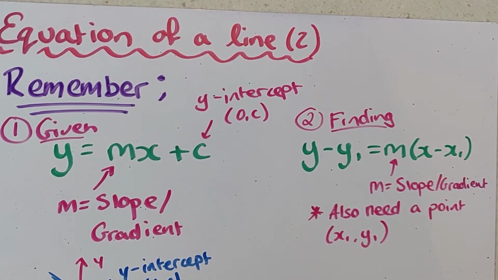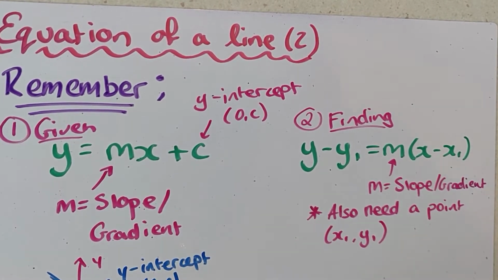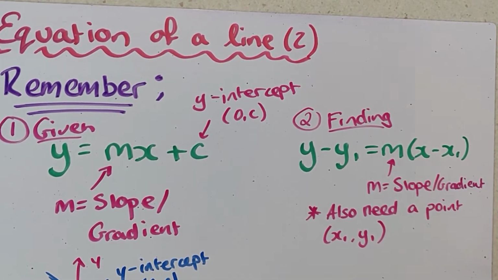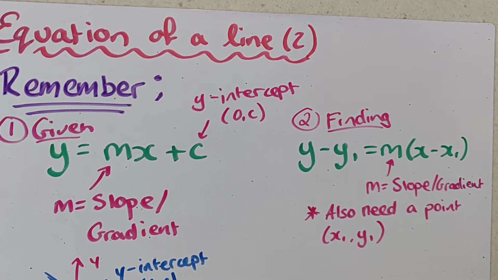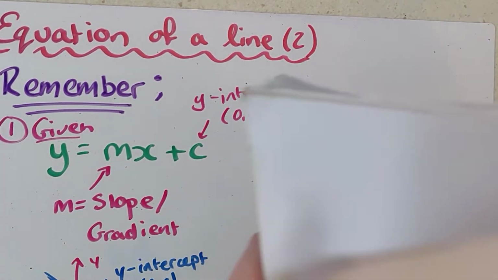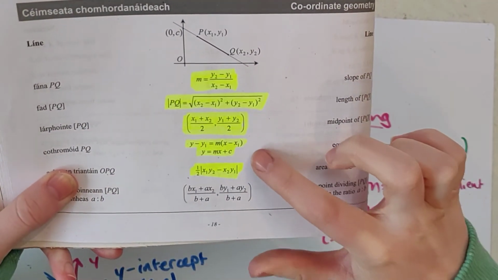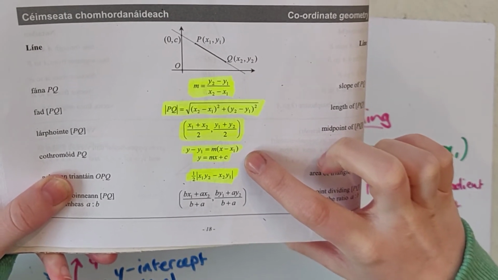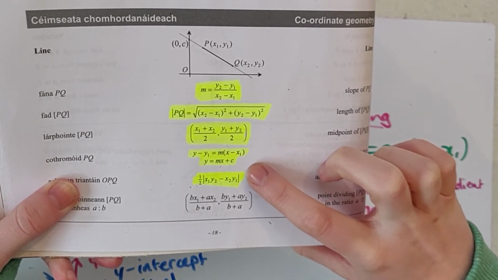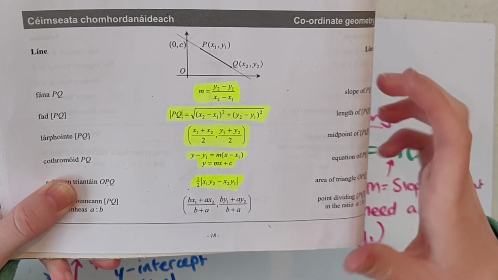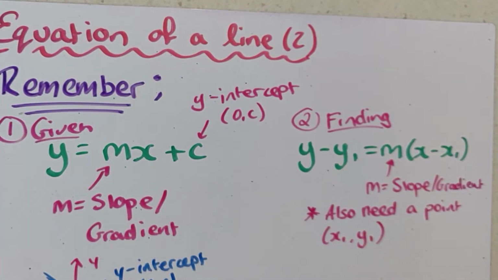Now, just to go over some of the key points from tutorial 1, we have two formulae when it comes to calculating the equation of a line, which you can see here on page 18 in our log tables. We have y minus y1 equals m by x minus x1, and we have y is equal to mx plus c. Now, when using the equation of the line, we're going to use both of those formulas.